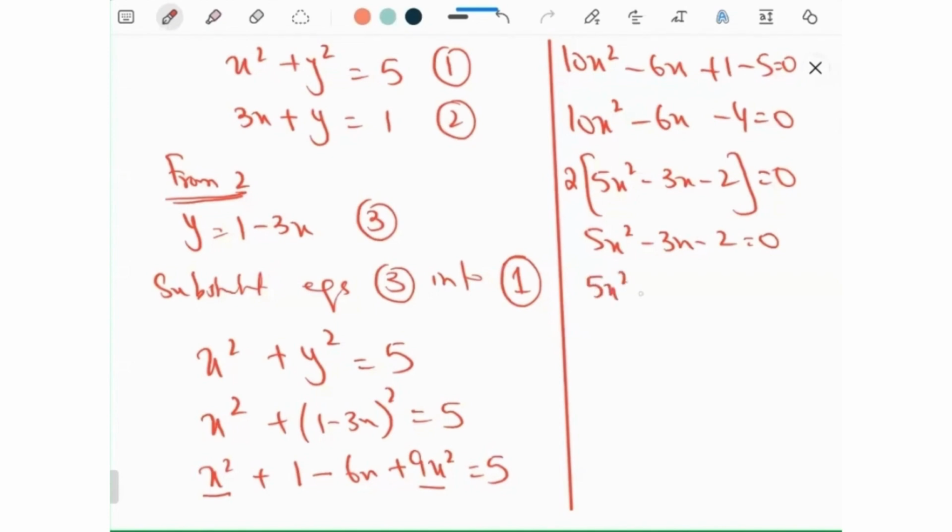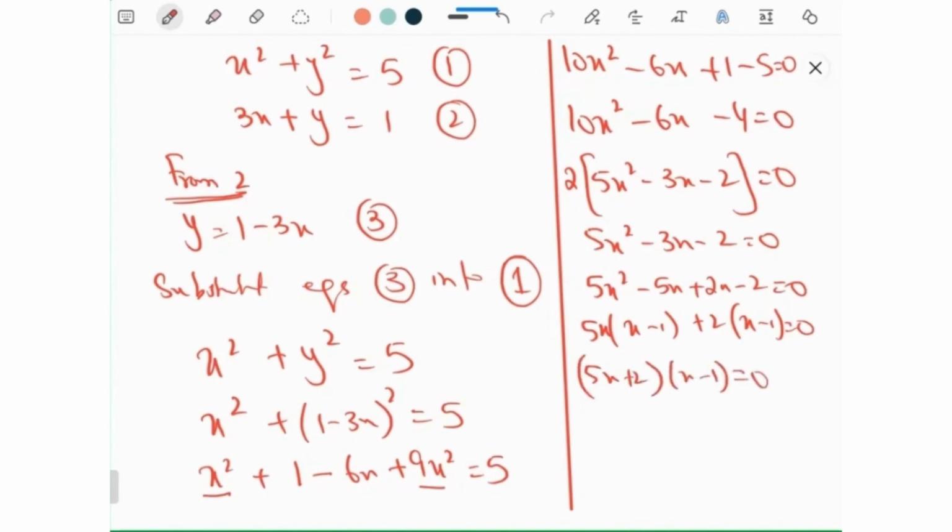5x square minus 5x plus 2x minus 2 is 0. 5x into x minus 1 plus 2 into x minus 1 is 0. 5x plus 2 into x minus 1 is 0. x is minus 2 upon 5, x is equal to 1. Are you all with me?